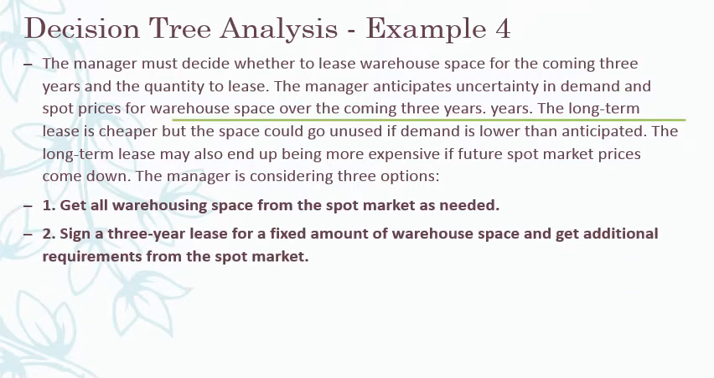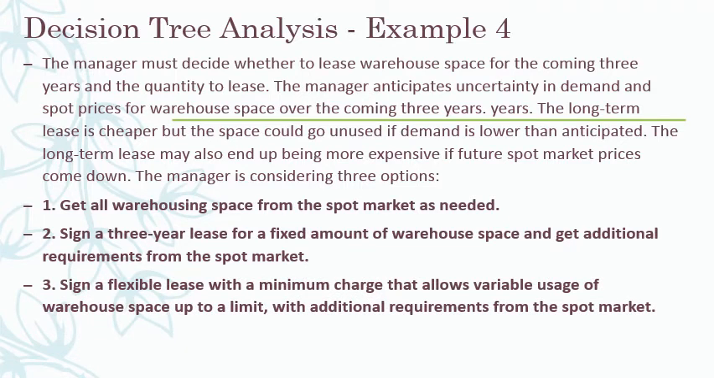Second option is sign a 3-year lease for a fixed amount of warehouse space and get additional requirements from the spot market. Suppose you are not happy with the first option, go to the second option. What does the second option say? Enter a 3-year lease for a fixed amount of warehouse space, and now you say you have fixed X amount of warehouse space. If the demand increases and if you want more warehouse space, then get that additional requirement of the warehouse at the spot market price or the price prevailing at that point of time.